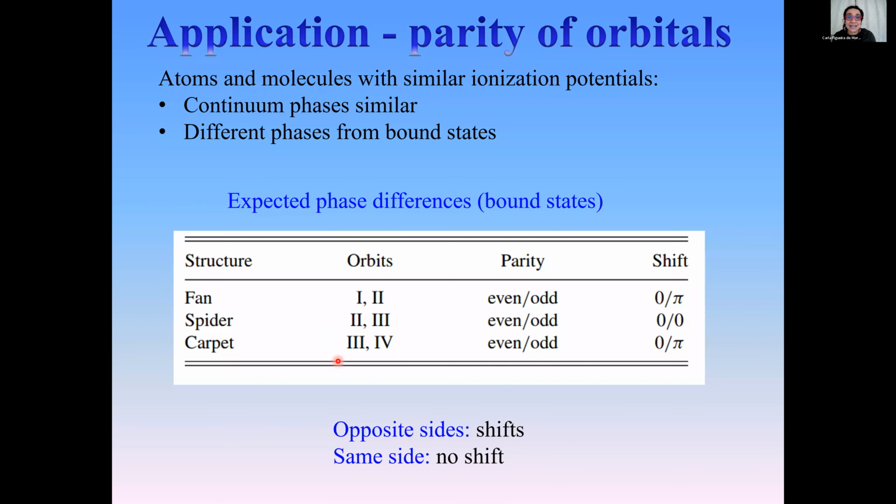For the carpet, it's going to matter because again, orbit 3 is like a laser-dressed Kepler hyperbola. Orbit 4 goes all the way around it. So they're coming from different sides, and this is going to play a role. So just to summarize, if they come from opposite sides, there are going to be shifts. If they come from the same side, there is no shift.